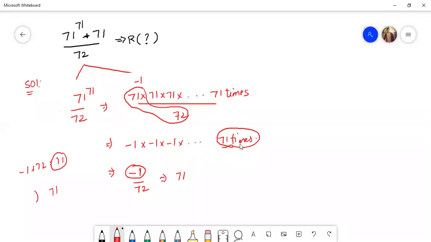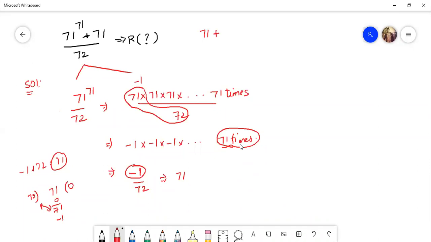When you divide 71 by 72, 72 zeros are 0, 71 is left out. So what is the difference here? Minus 1 is lagging. That is why you got minus 1 as your remainder. Okay. So the first part is over. Then the first remainder is 71 plus.